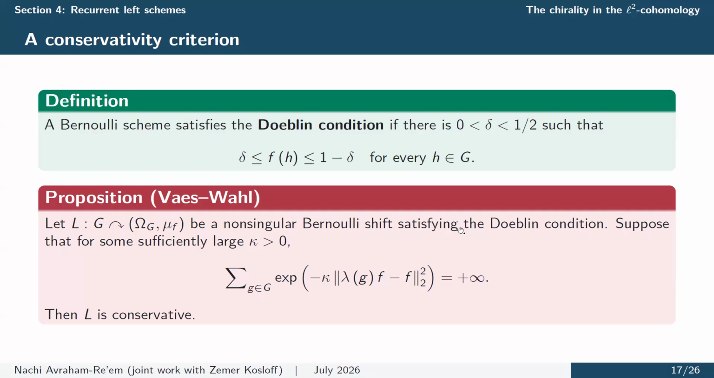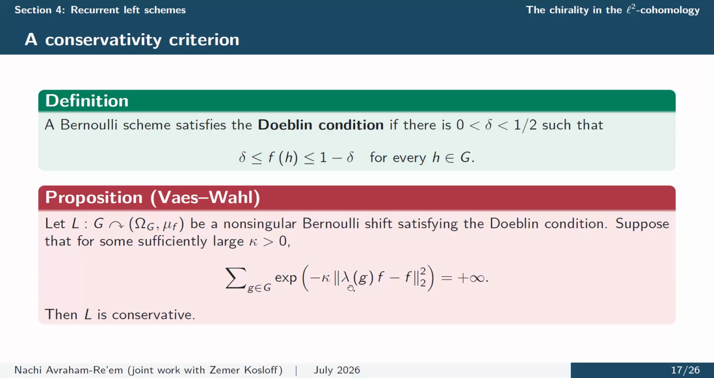Now, I assume also that it satisfies the doubling condition that I mentioned just before. And now, here is a condition that guarantees conservativity. So you have some sufficiently large constant kappa. Remember that f is the function that gives us the marginal distribution of the Bernoulli shift.